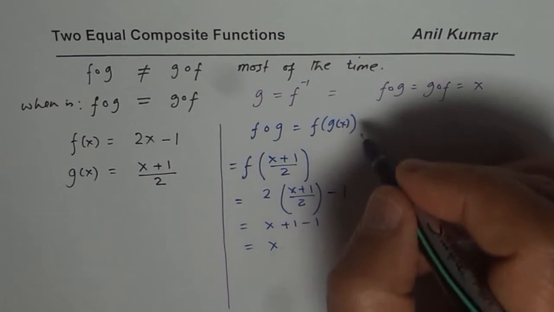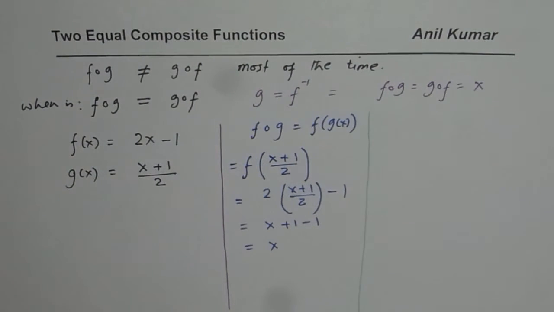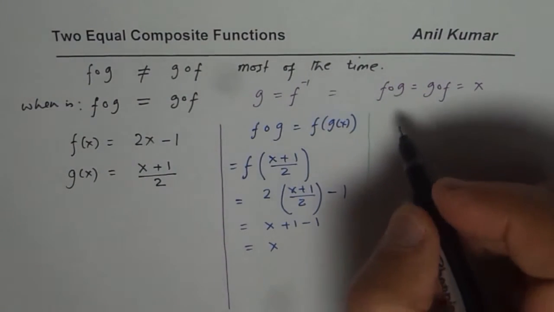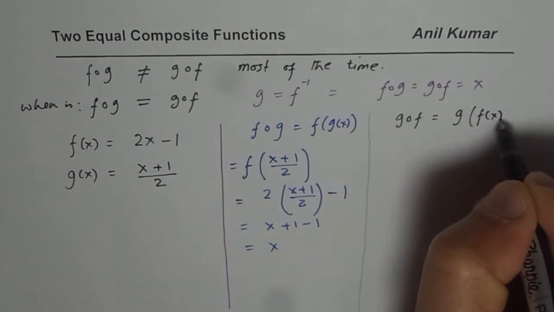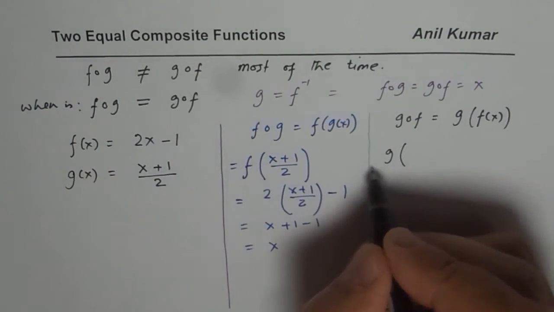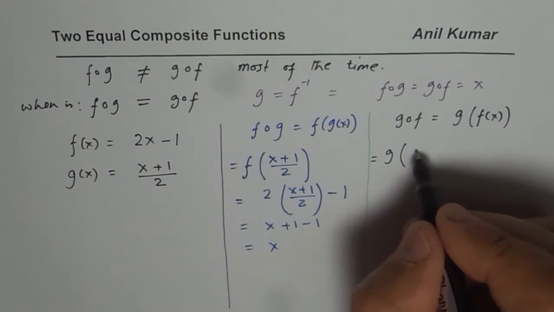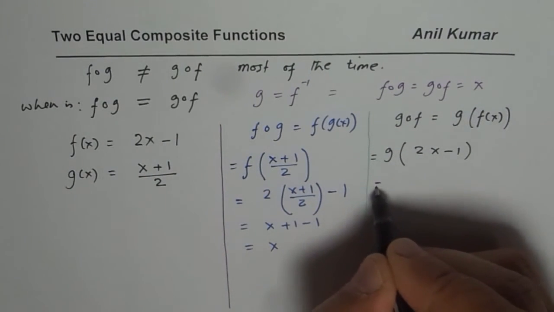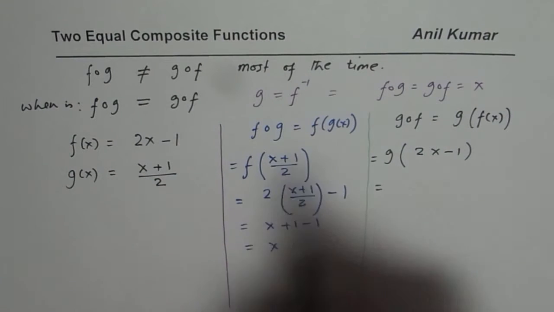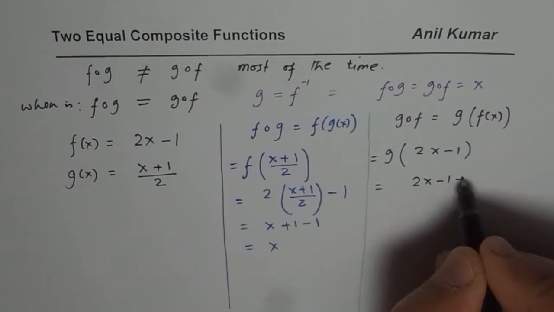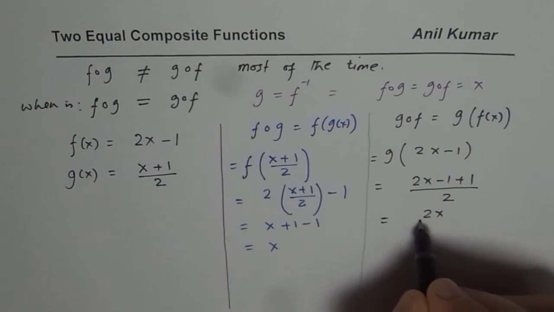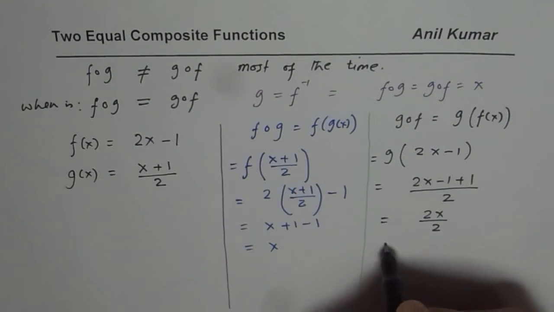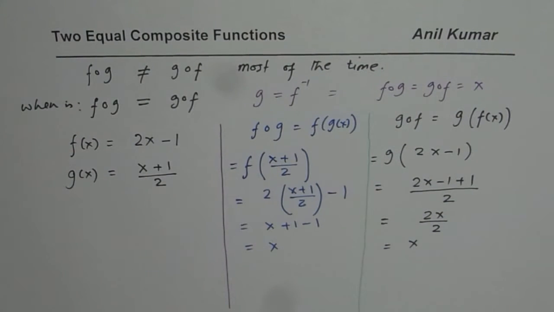Well, let's do the other way also and check it out, okay? This time we'll start with g of f. Okay, so g of f really means g of f of x, correct? That means f of x is 2x minus 1, so I'll replace x with 2x minus 1. So we get (2x minus 1 plus 1) divided by 2, right? And that gives us 2x divided by 2, and that is also equal to x, right? So perfect. What we got is what we expected.